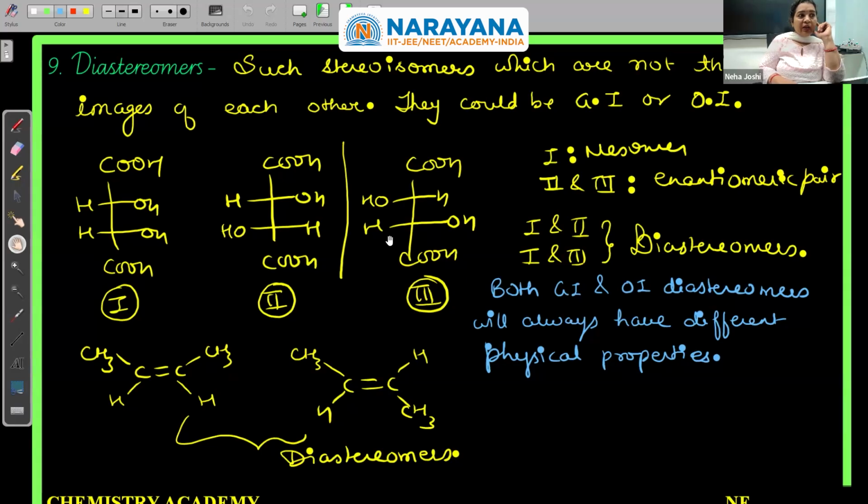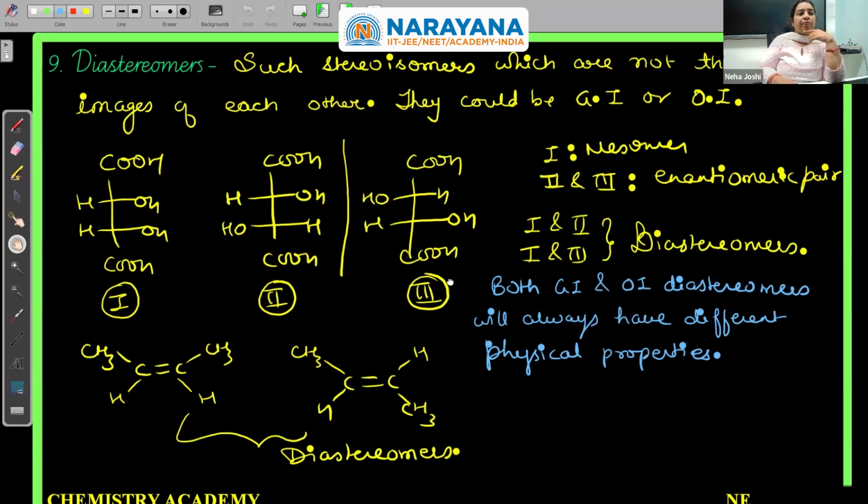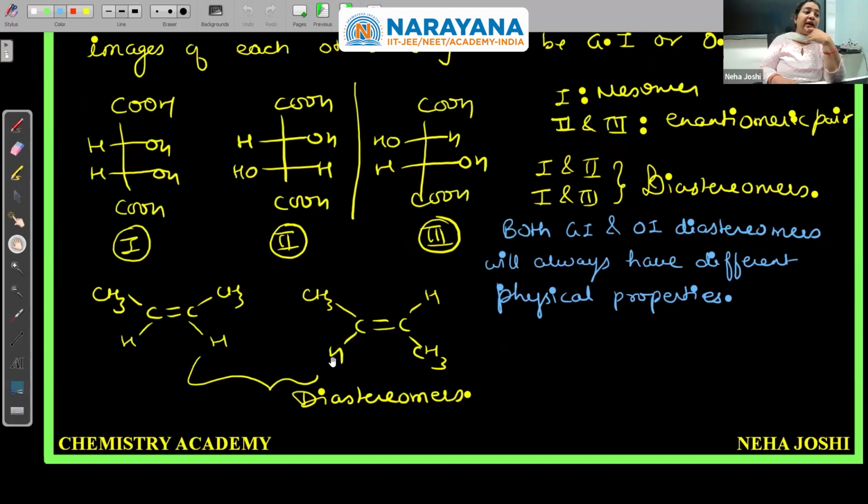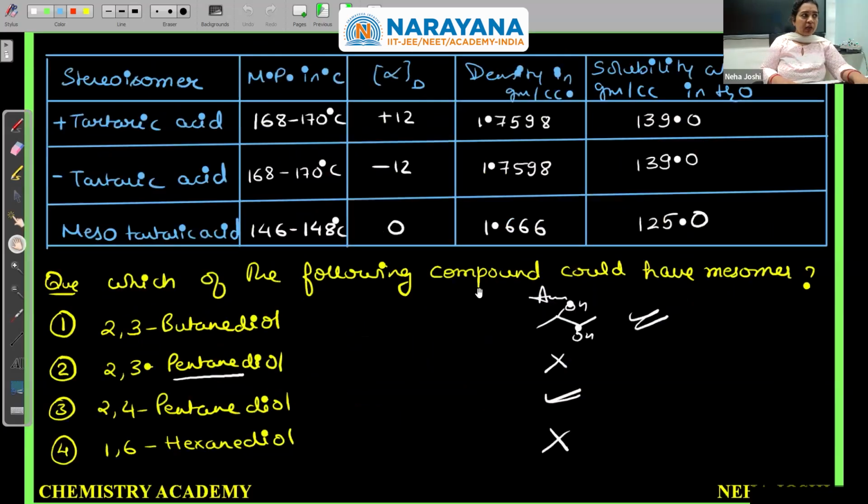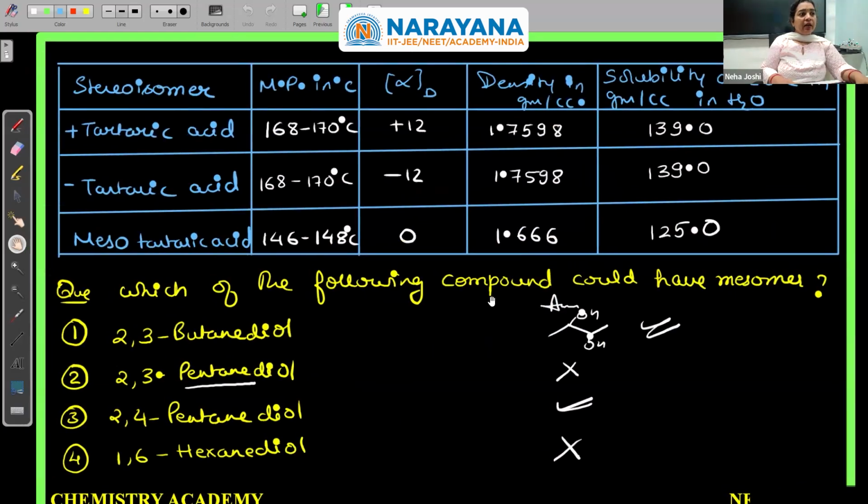Right? A mesomer is diastereomeric to anyone from an enantiomeric pair. Both geometrical or optical diastereomers will always have different physical and, of course, chemical properties, as we have already talked. For example, again, take a screenshot of this tartaric acid thing. I don't want you to learn it, just have a general idea. See, plus tartaric acid, minus tartaric acid. So they are an enantiomeric pair.